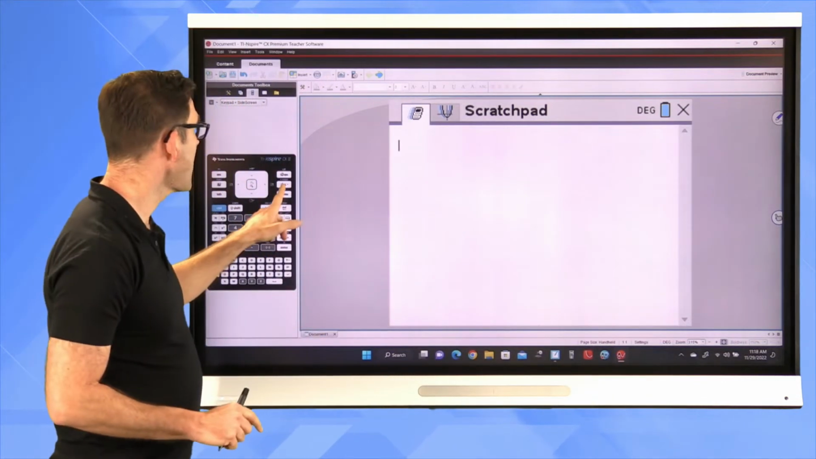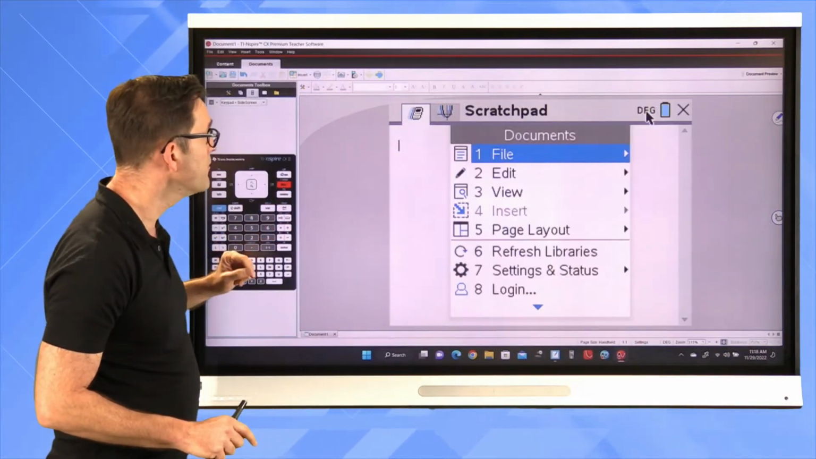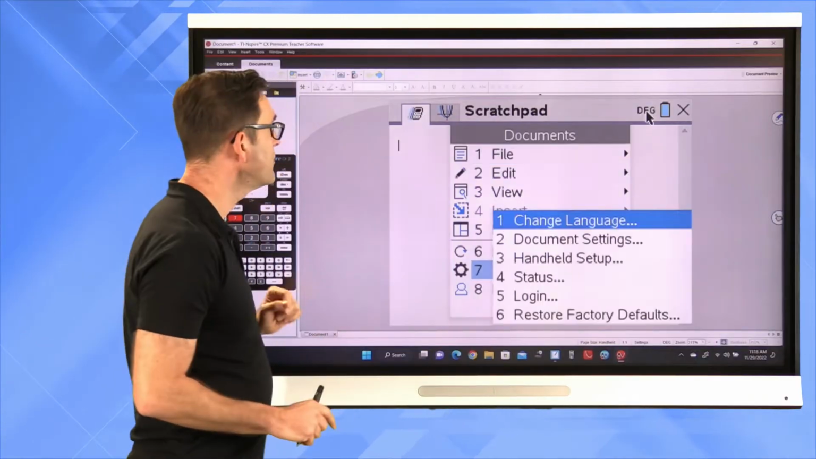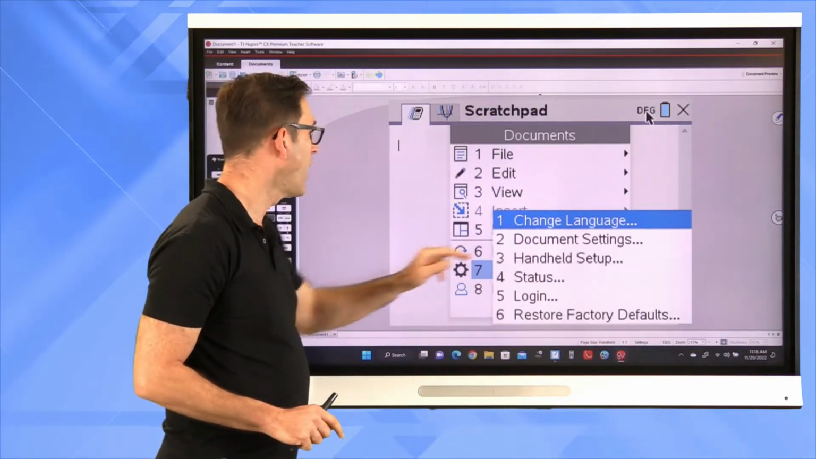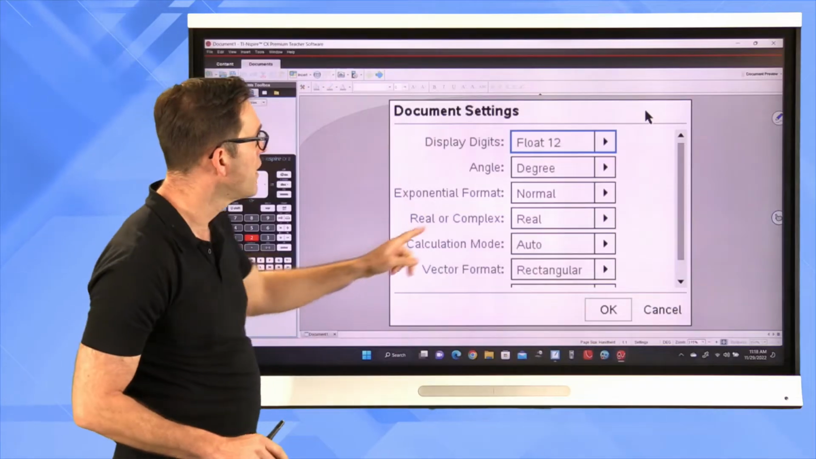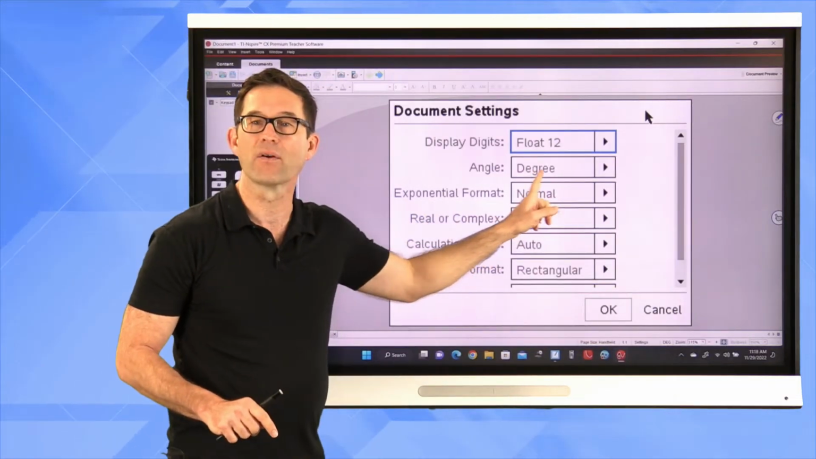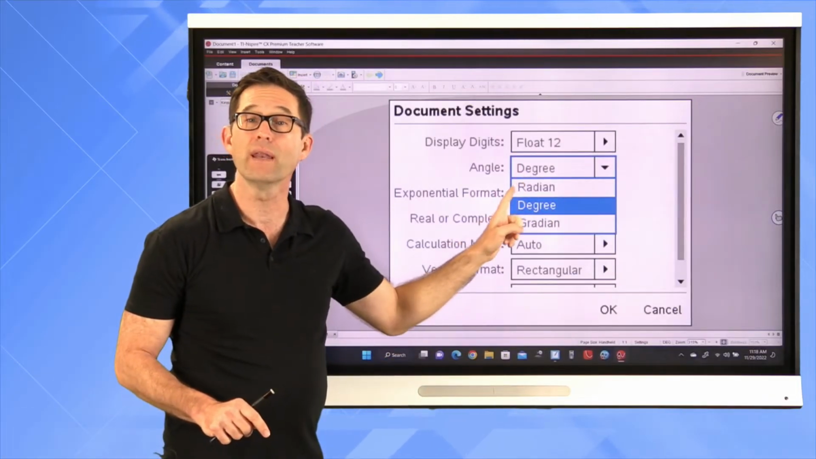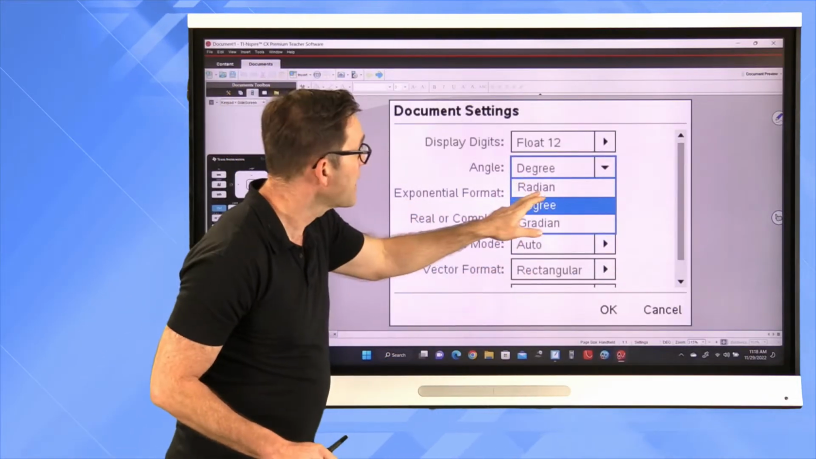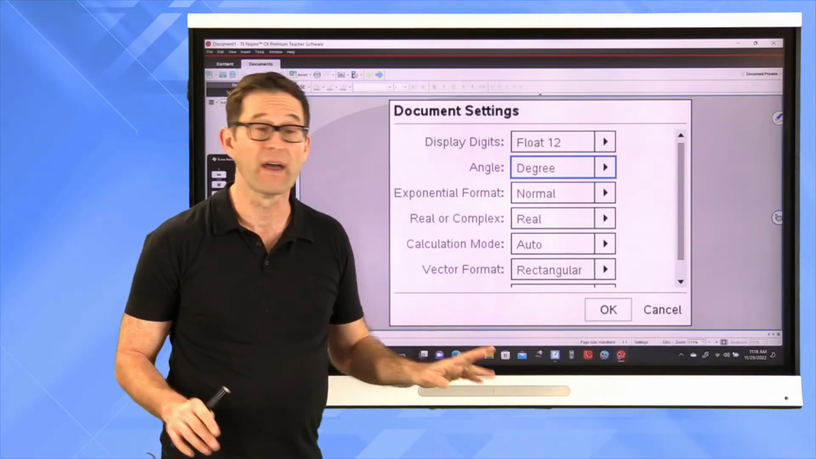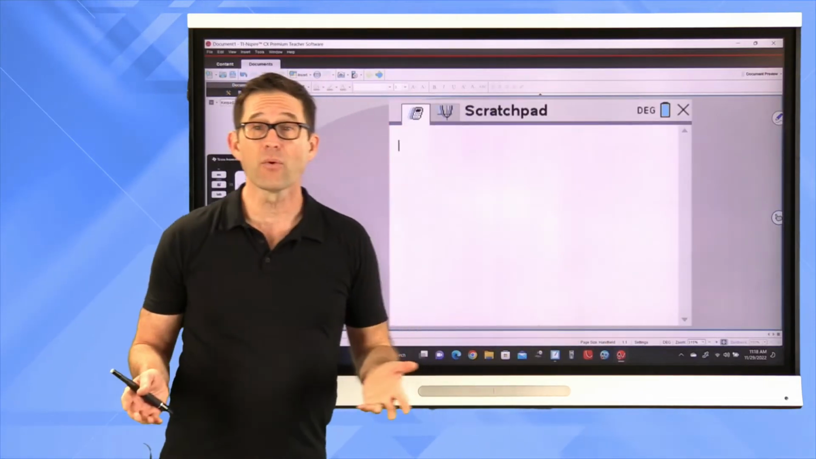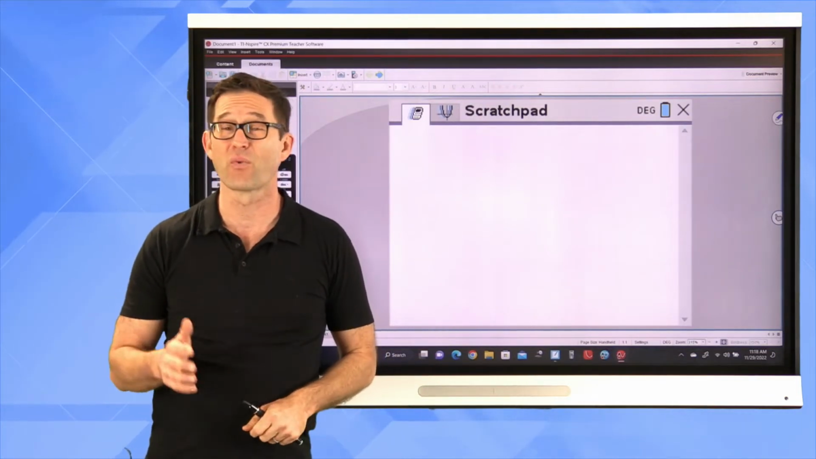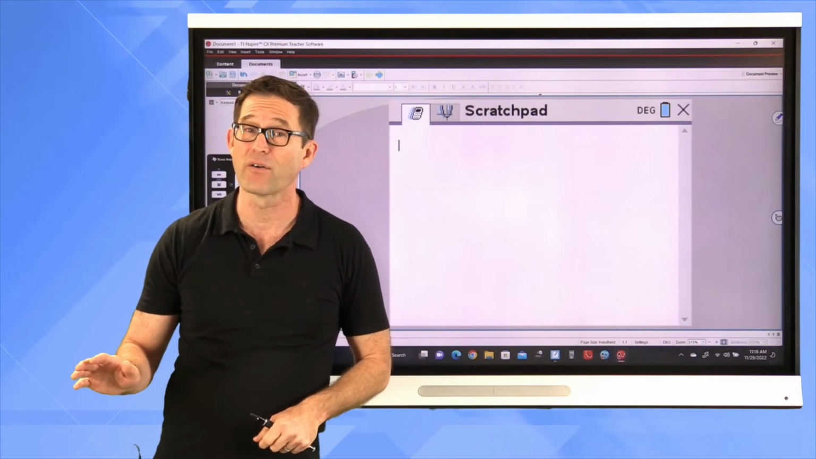Another way to do it is to actually hit the Document button, go to Settings and Status, that's option 7. All right, go into Document Settings, that's option 2, and they have something here that says Angle, and notice it's in degree. If I click on that, I have a choice between radian, degree, and gradient, but again, I want degree, okay? That's where I want it to be, because otherwise my calculator doesn't know whether I'm talking about degrees or radians or whatnot. I have to have that, right?